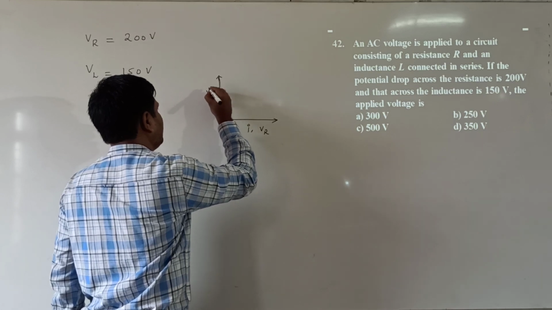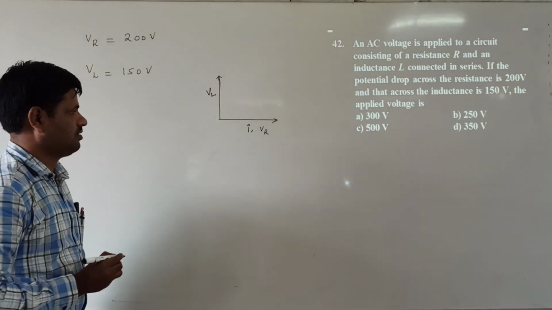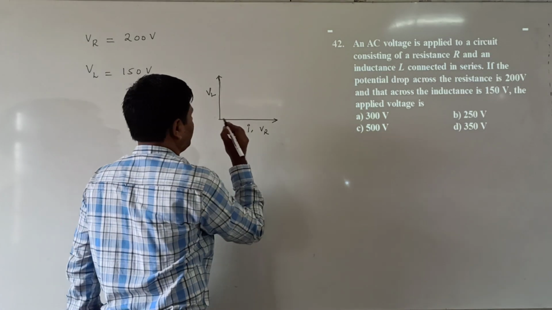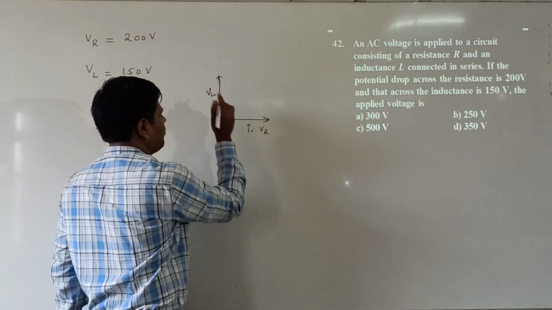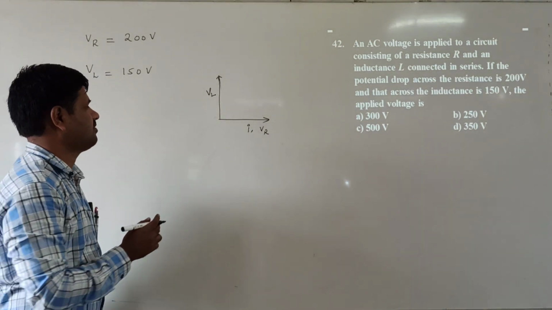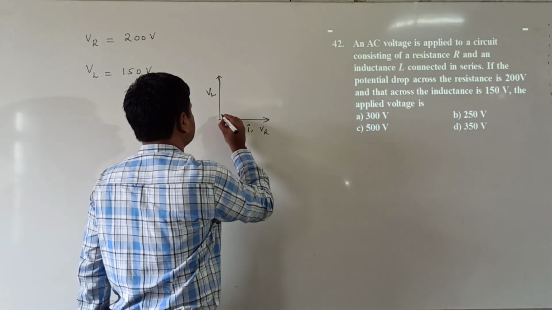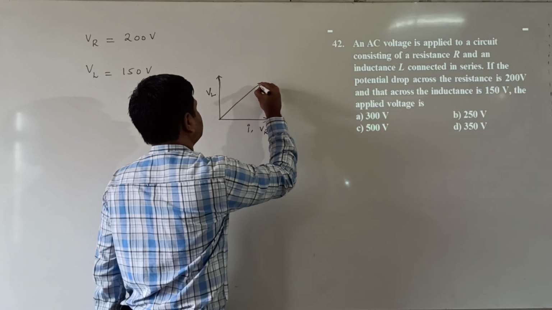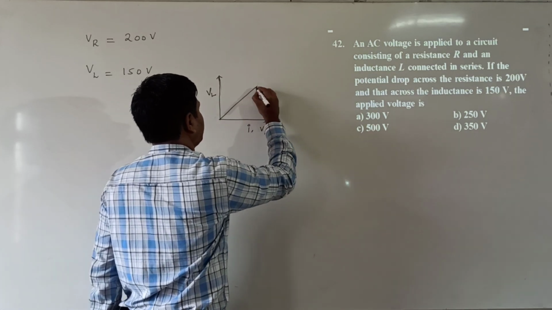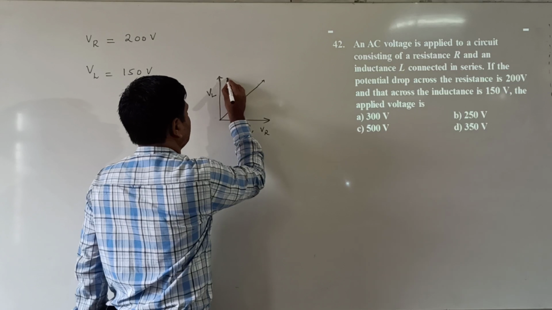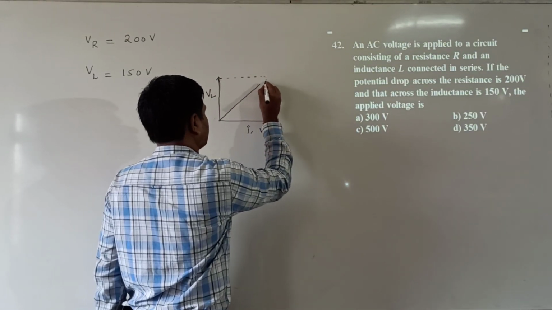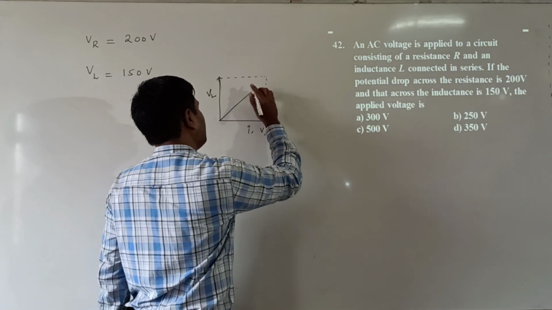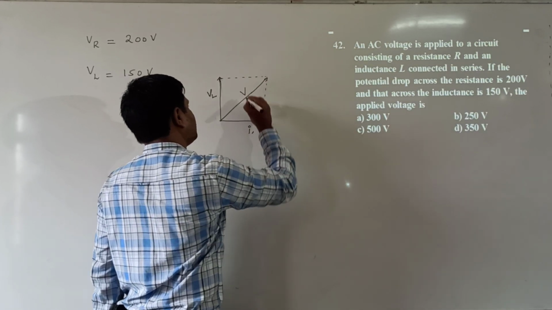This is the pure inductance circuit, and this is the pure resistance circuit. Here voltage and current are in the same direction. Here the voltage makes an angle of 90 degrees with the current. The angle between these two is 90 degrees. The resultant we are taking here is this resultant vector, which I consider as V.